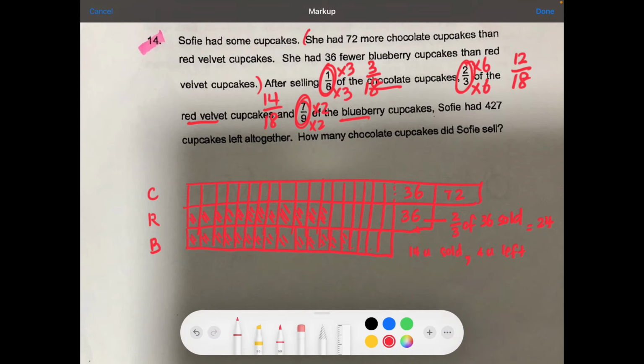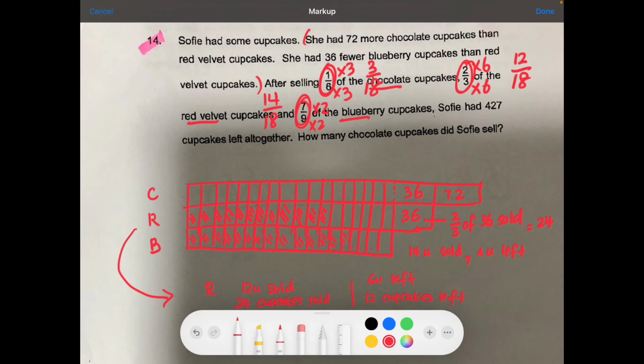So let me just summarize what is for the red. For the red, how many will be sold? It will be 12 units sold. Not only 12 units sold, you have 24 cupcakes sold. And how many will be left? You would have 6 units left. And you would have 12 cupcakes left. So that is only for the red velvet.